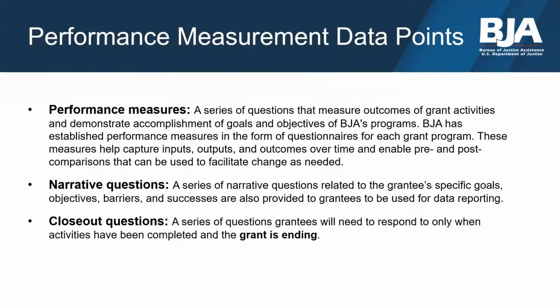There are 3 required sources of data that you will use to report during the life of your grant: performance measures, narrative questions, and closeout questions. The performance measure questions for your program are a series of questions that measure outcomes of grant activities and demonstrate the accomplishment of goals and objectives of BJA programs. Grantees report on performance measures during each quarterly reporting period.